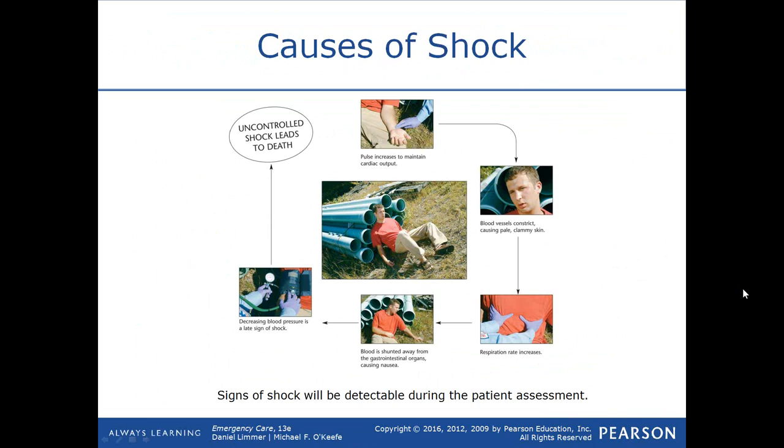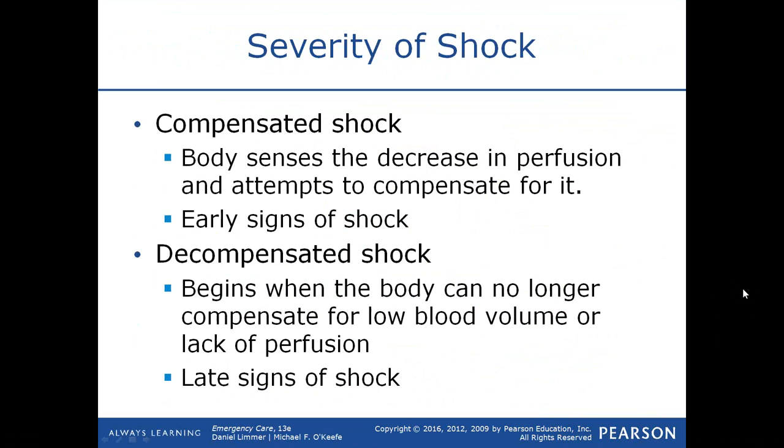As a result of vasoconstriction, the blood is shunted away from the gastrointestinal organs, which causes nausea. So the patient may feel sick to their stomach. Also, blood is shunted away from the kidneys. So one of the reasons that a person dies from shock is inadequate tissue perfusion, but acute renal injury as well. The kidneys can be damaged even in short periods of shock if they don't get a good blood supply.